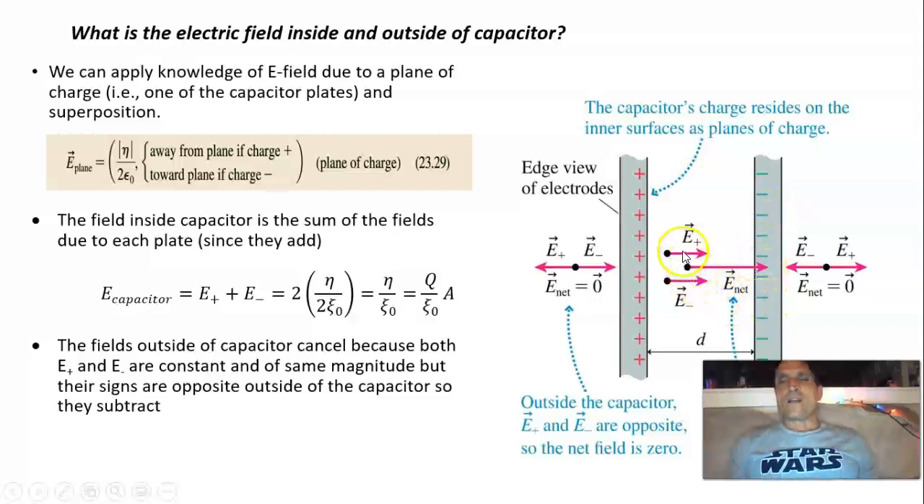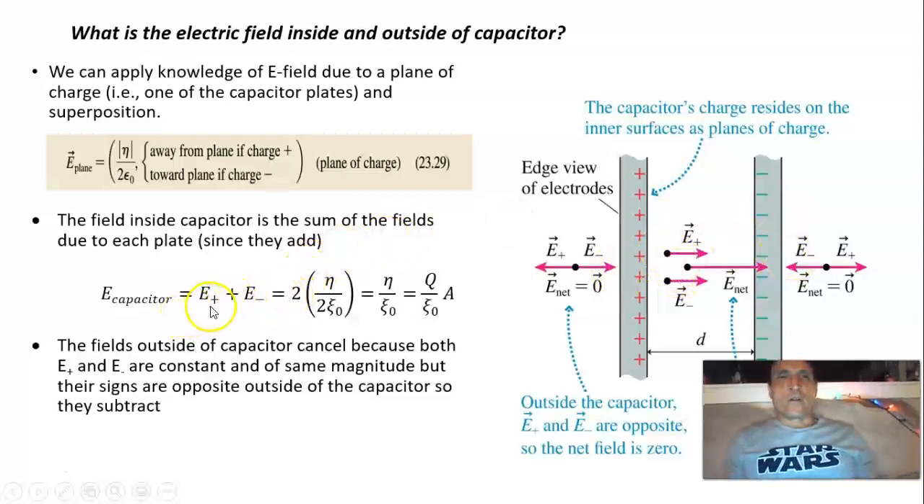And so in between the plates, you have two fields that are the same sign and the same magnitude. And so they're going to add instead of cancel. Okay, so the total electric field in between is E plus plus E minus, which is 2 times eta over 2 epsilon naught. And that's equal to the charge per area, eta, divided by epsilon naught. That's the constant, the permittivity of free space.